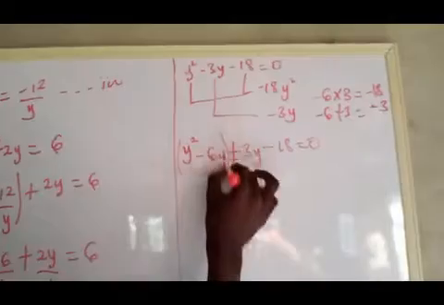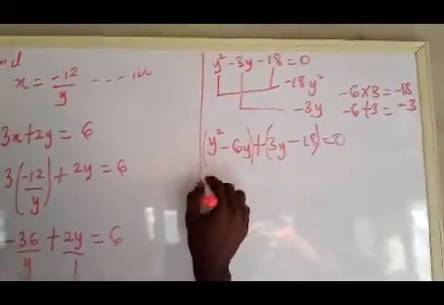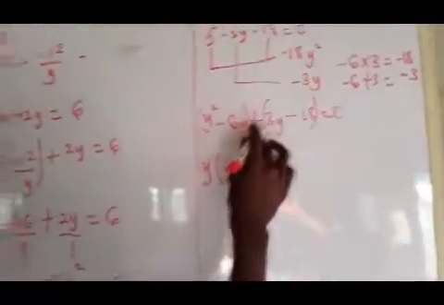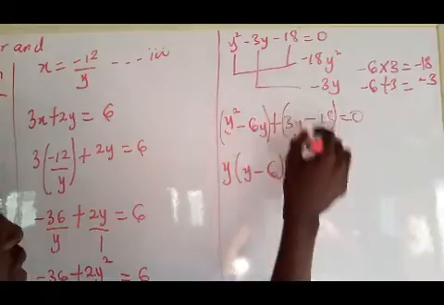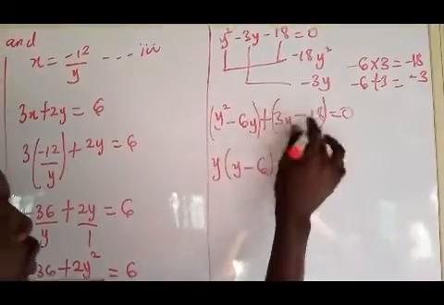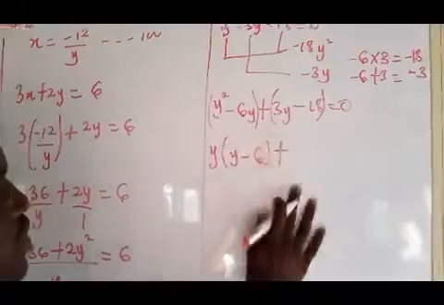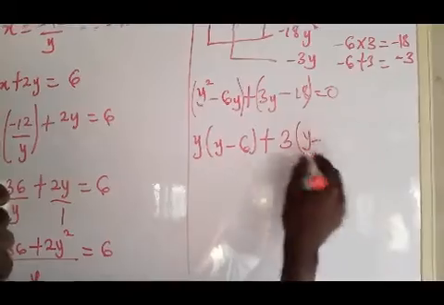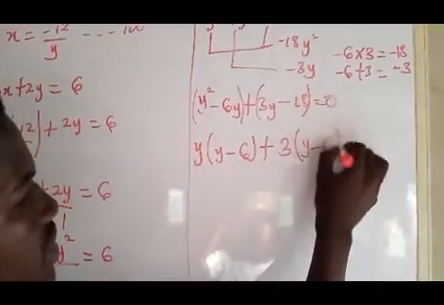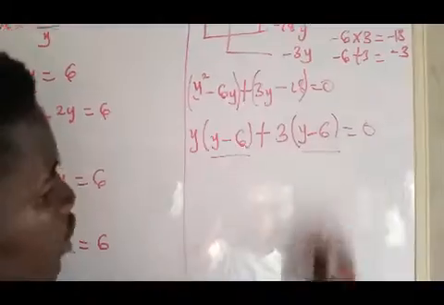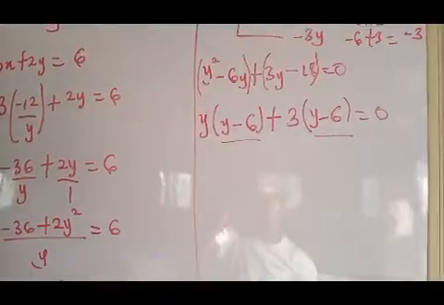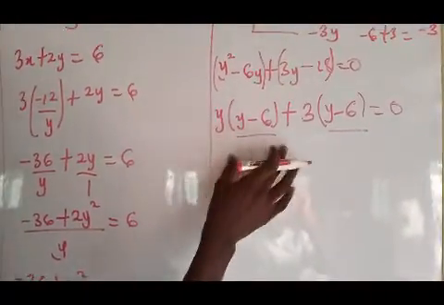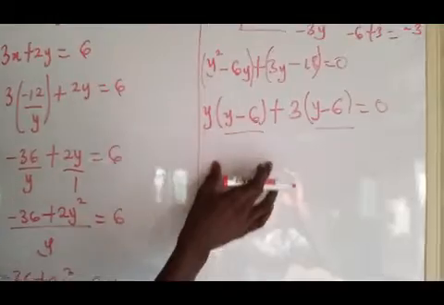So take them two by two. What's common between this and this? Y. If you take y out here, you have y minus 6, and what's common between the other two is 3, so you have plus 3 times y minus 6, equals 0. So you can see that this and this are equal. That's one important thing you must check for. In my topic on quadratic equations, I explained this, so you can check it out on my channel: quadratic equation, how to solve it.